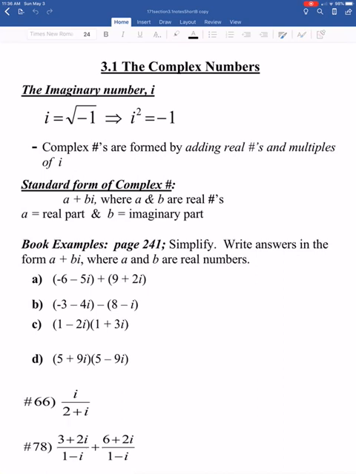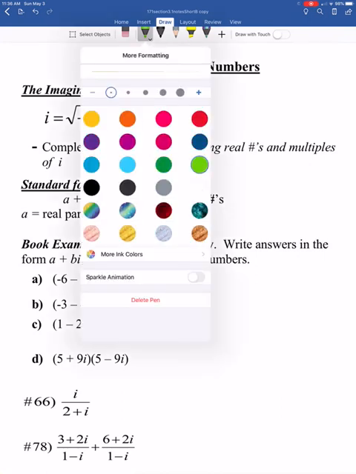Now, complex numbers are numbers formed by adding multiples of what we call our imaginary number in math, i. So i is your imaginary number. i is defined in math as the square root of -1. So we think about a negative in a square root, right? We're undefined in the real number system. But this is where we get into the complex number system.